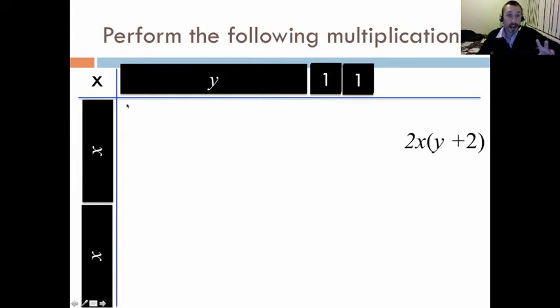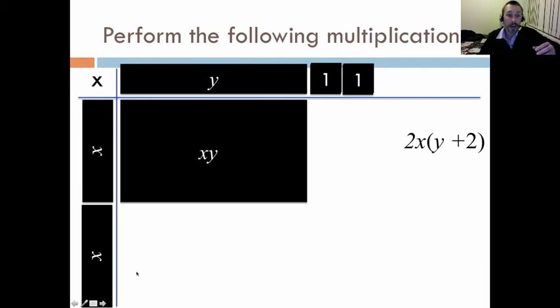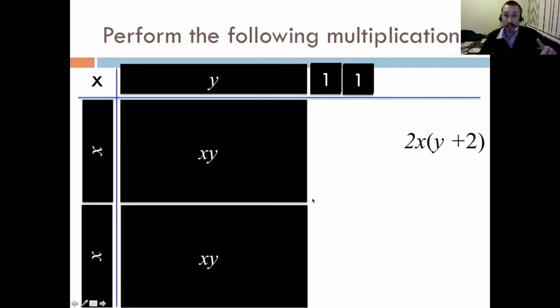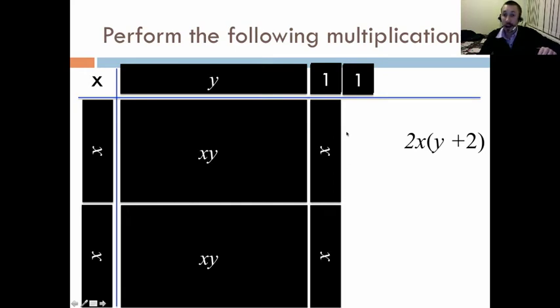So we've got an x times a y. Well, height of x, width of y is an xy. Once again, a height of x, a width of y, xy. This one here, a height of x, a width of 1 is an x. A height of x, a width of 1 is an x. Height of x, width of 1 is another x. And a height of x and a width of 1 is another x.